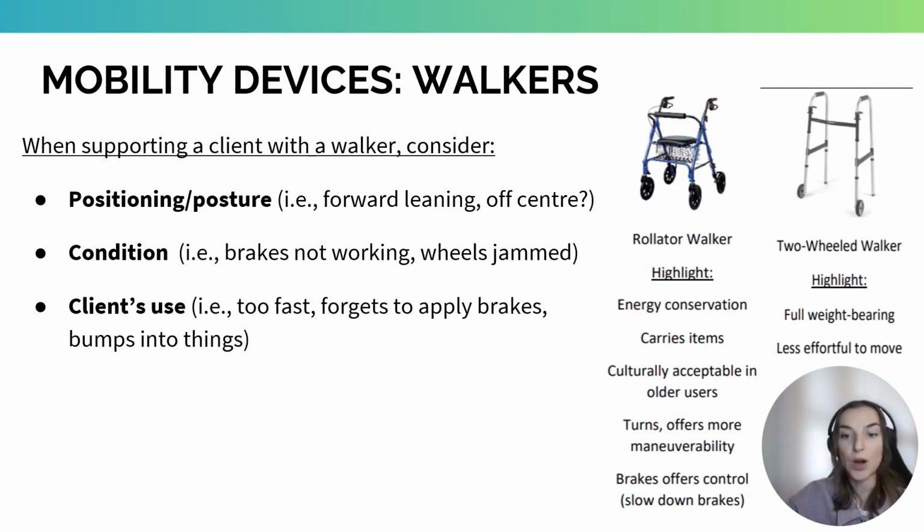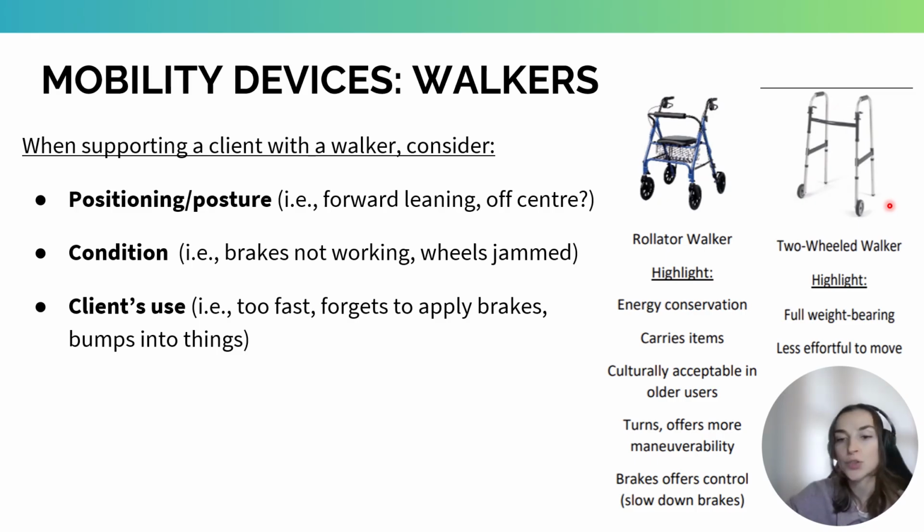Next are walkers. So walkers are prescribed to people who need more support than what a cane can provide. There's 2 main types of walkers. First is a 2-wheeled walker. This has 2 wheels in the front. There's no brakes. It's a pretty simple frame build. This is good for clients who just need to walk shorter distances. They might not be ready for a rollator walker.